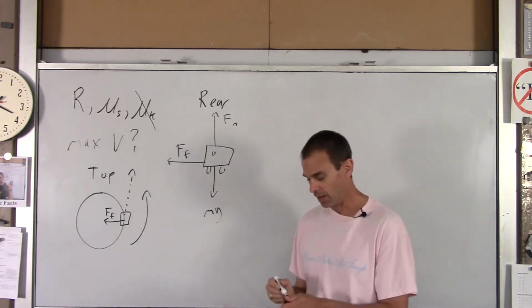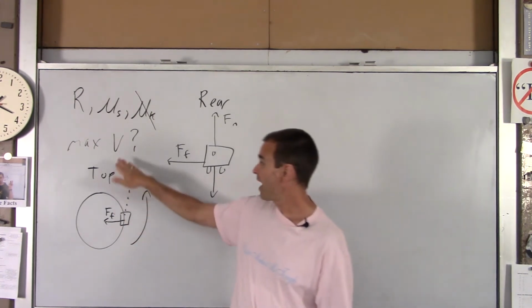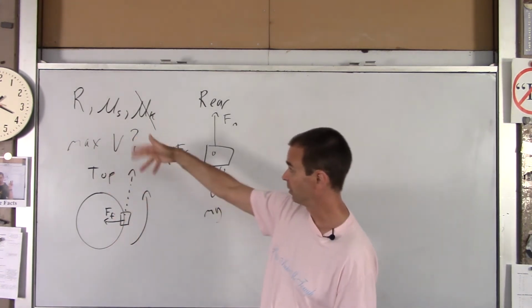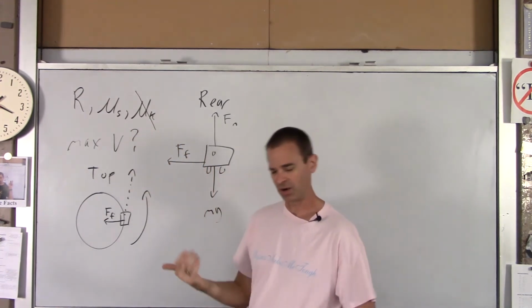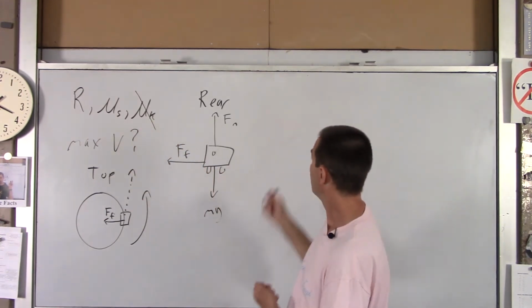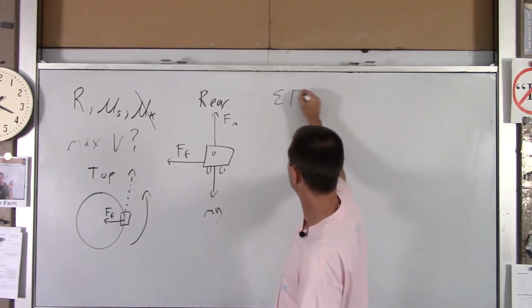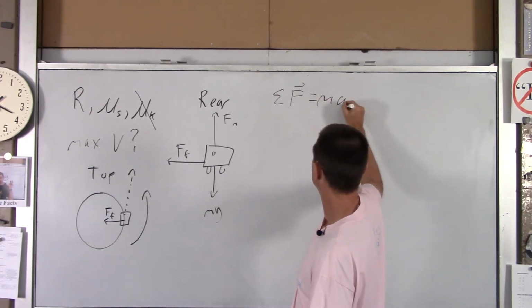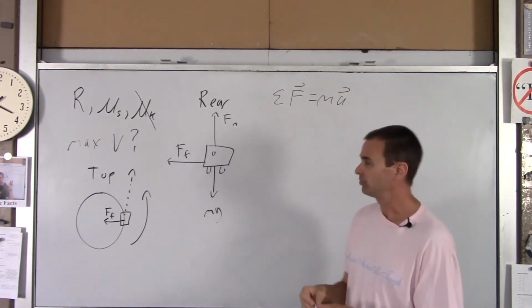Okay. Now, we're going to find the max velocity in terms of the givens. Now notice there's only really two givens up there. I didn't give you the mass of the car. We'll see if we need it. Okay. So we're going to analyze this using net force equals ma. Now, there are two directions to analyze here.